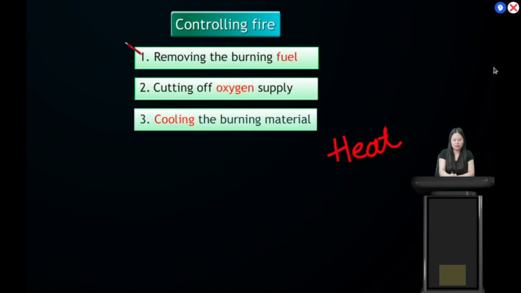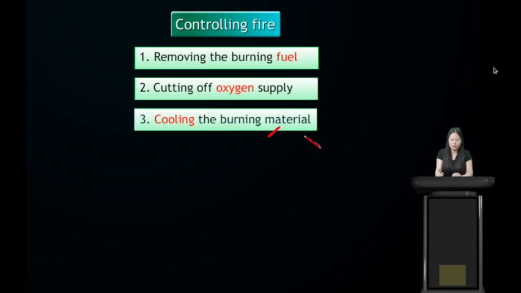Yes, students, and at the end we can summarize controlling fire into these 3 points. We can control fire by removing the burning fuel, we can control fire by cutting off oxygen supply, and we can control fire by cooling the burning material or by removing the heat, such that we bring the temperature of the burning material below its ignition temperature.